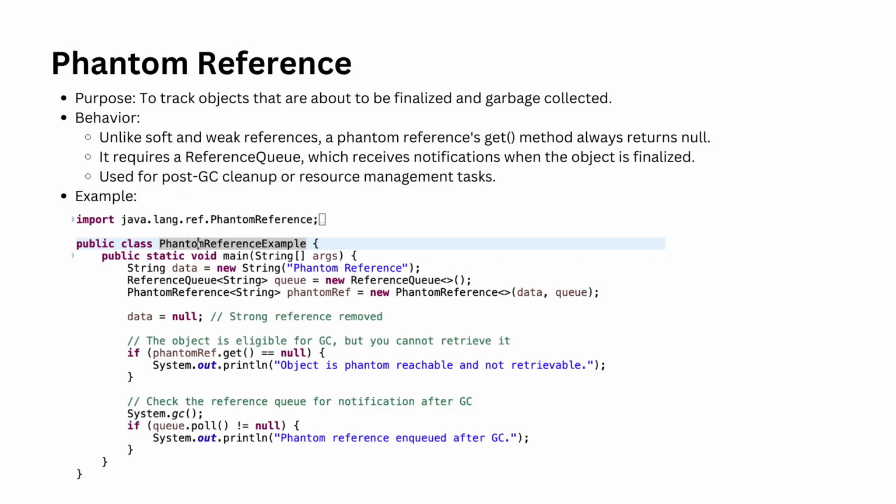Now talking about the phantom reference, it is basically used to track objects that are about to be finalized and garbage collected. Unlike soft and weak references, a phantom reference's get method always returns null. It requires a reference queue which receives notification when the object is finalized, and this is used for post-GC cleanup or resource management tasks.